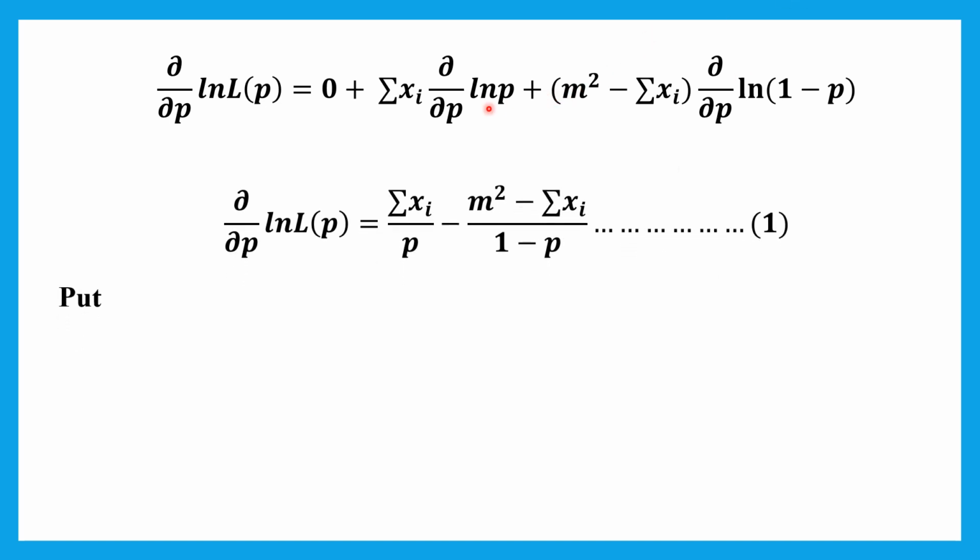The derivative of ln p is 1 over p, so we have summation xi over p. Again, the derivative of ln 1 minus p is 1 over 1 minus p, and the derivative of 1 minus p is minus 1, so this positive becomes negative. We have m square minus summation x over 1 minus p. We call it equation number 1. Now put the partial derivative with respect to p equal to 0 to get the estimate.